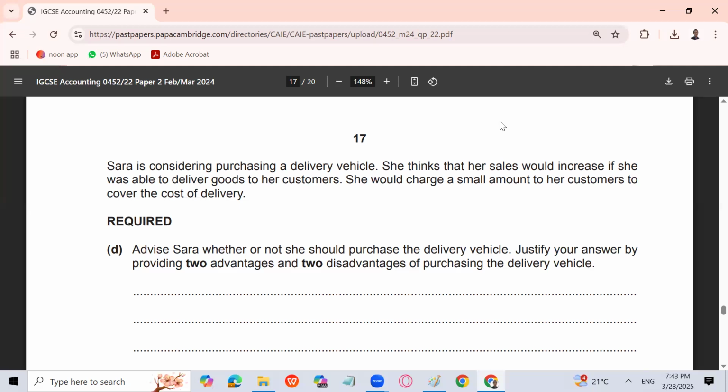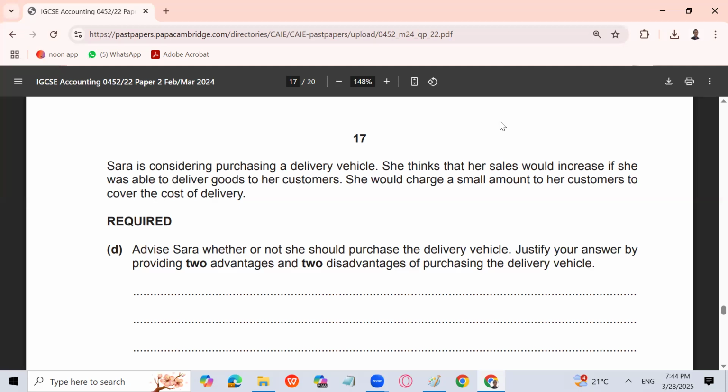But as she would charge a small amount to her customers to cover the cost of delivery, it might be possible that some customers are not willing to pay anything for delivery charges. Generally, when we order food or buy something from places, they say delivery is free, even though they may have hidden the cost somewhere.